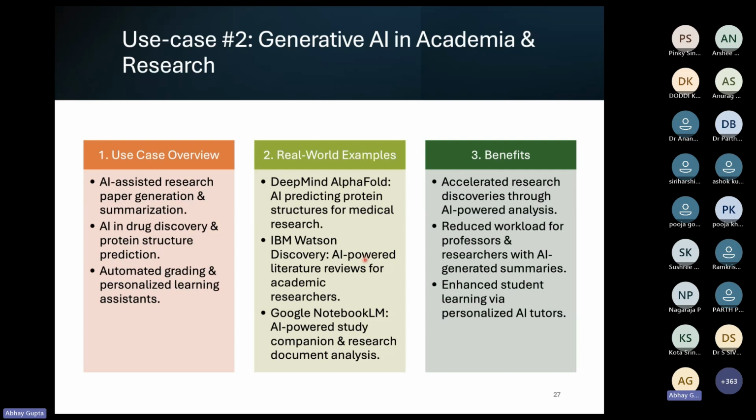IBM also is working on, like, Watson was the model that beat the chess champion. And after that, they kept on improving that model, and they are applying it to different use cases. One of the applications they are developing is Watson Discovery, a literature review for academic researchers. And like Google Notebook, I talked about it, how you can develop your own mini model by using Google Notebook, but they have it for like just like Google Scholar, you can actually use it for document analysis.